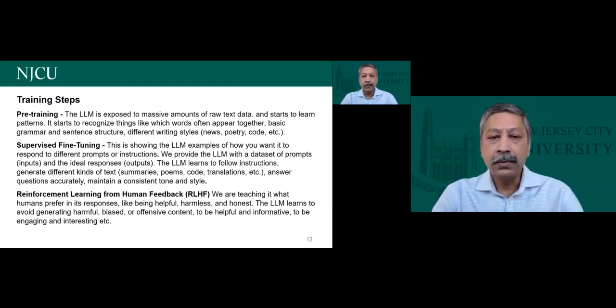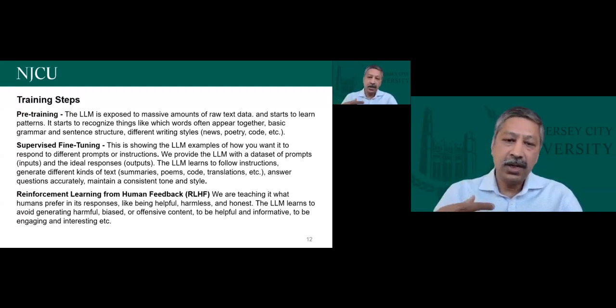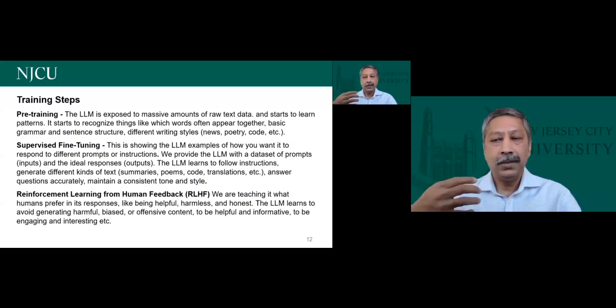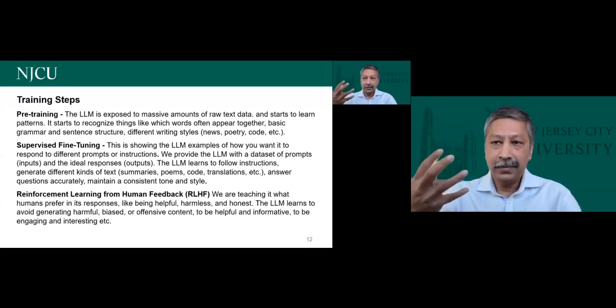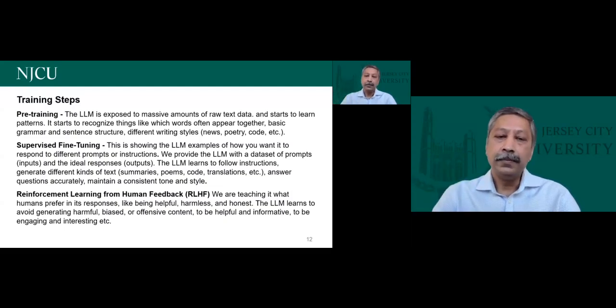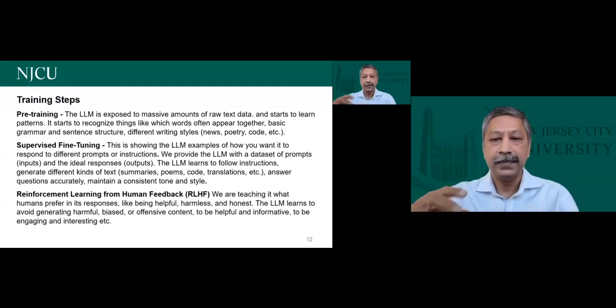Then the third step is what's called reinforcement learning from human feedback. So here we go one step further, and we make the LLM learn how we prefer our responses in terms of, for example, being harmless and not spewing any inappropriate information and things like that, right? So this RLHF, or reinforcement learning from human feedback, is important in terms of the LLM being able to provide well-structured, human-preferred responses that are not harmful. Okay.